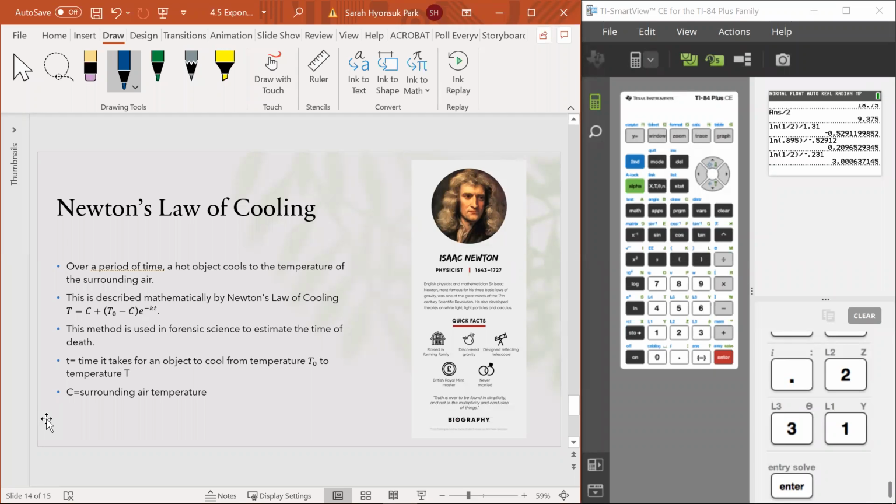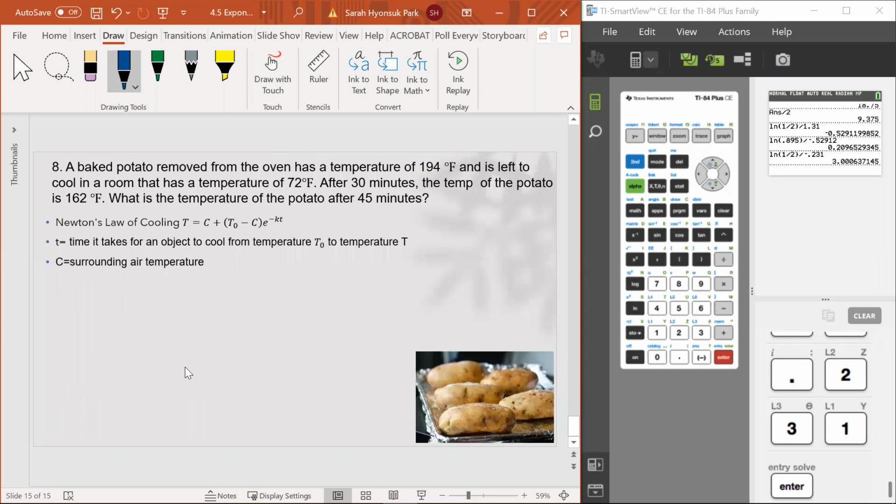T is the temperature the object cools to from the initial temperature, and C is the surrounding air temperature. So there are 3 temperature values going on. So let's look at the last problem together. So instead of doing a dead body example, we'll just do a nice example. One of my favorite things to eat, a baked potato.